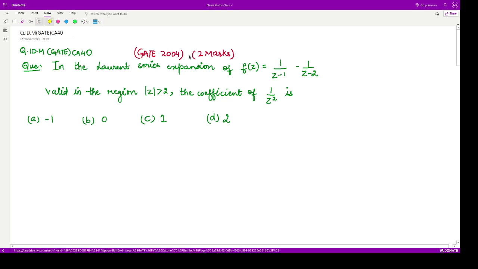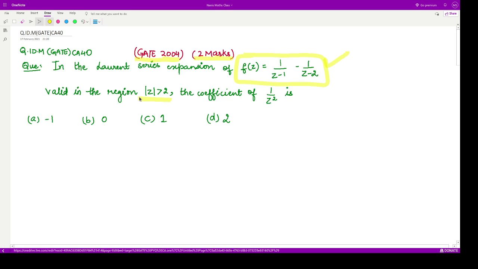So here in this video we shall see again a question from GATE 2004 consisting of 2 marks. The question says, in the Laurent series expansion of this function, valid in the region modulus of z greater than 2, what is the coefficient of 1 upon z square in the Laurent series expansion of this particular function?